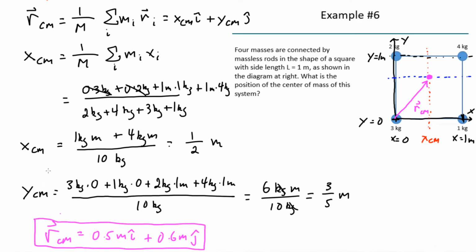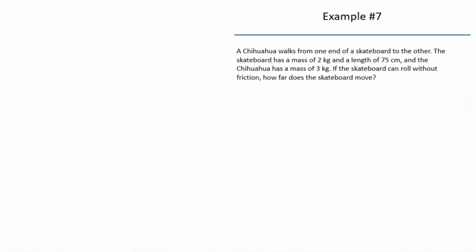So you may be wondering, why are we worrying about all the center of mass stuff in the first place? I showed you that it's important for really understanding how to apply Newton's laws of motion, but I haven't showed you a unique type of problem you can solve just using this concept of center of mass. Well, here's one. Okay, a chihuahua walks from one end of a skateboard to the other. The skateboard has a mass of 2 kilograms and a length of 75 meters, and the chihuahua has a mass of 3 kilograms. If the skateboard can roll without friction, how far does the skateboard move?